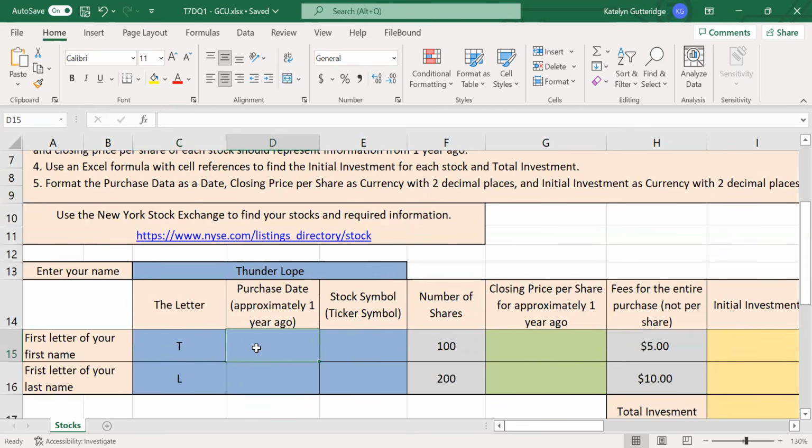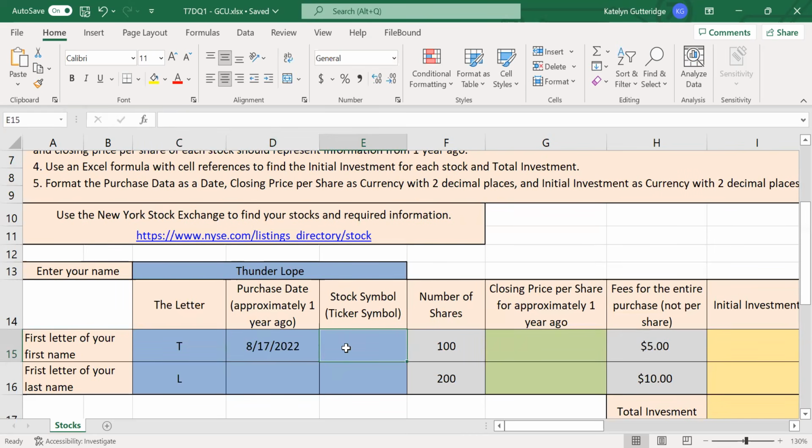I am doing this on 8/17/2023. So I'm going to track this stock between today, which is August 17th, and 1 year ago, August 17, 2022. So I'm tracking it from August 17, 2022 to August 17, 2023. So my purchase date for 1 year ago today is 8/17/2022.